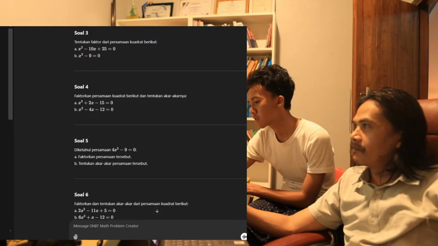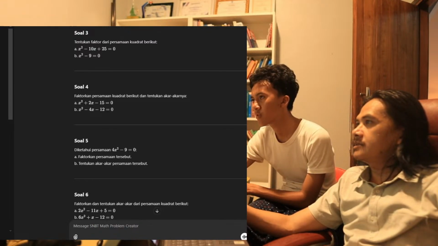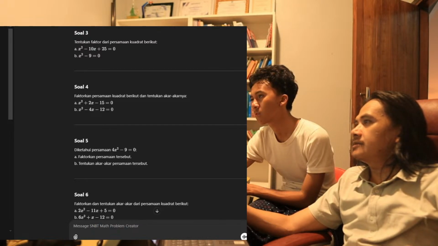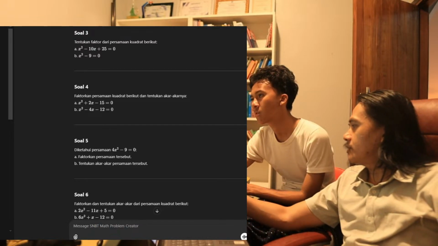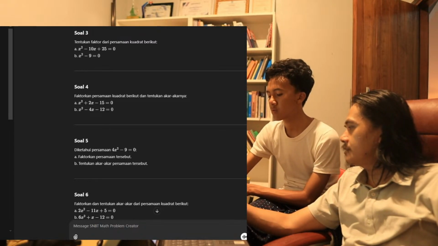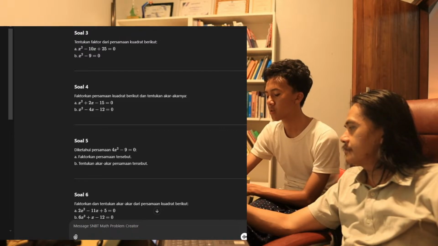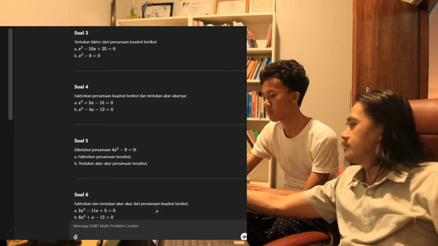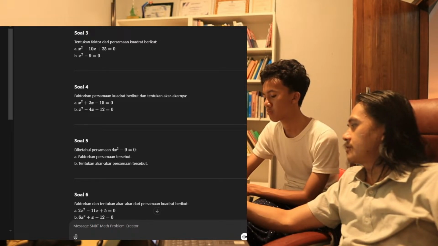Yes. So let's say the instruction is like this: determine, factor it. So you write it in this way. Right there? That's right. Equal 0. So what are the akar-akar?